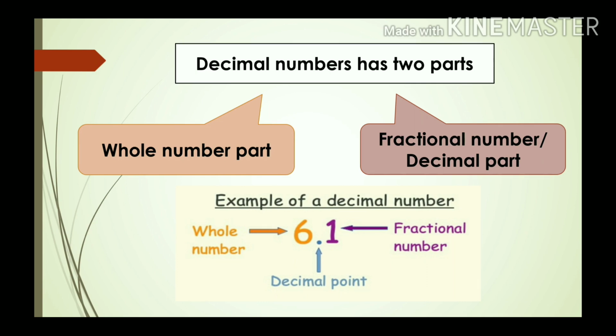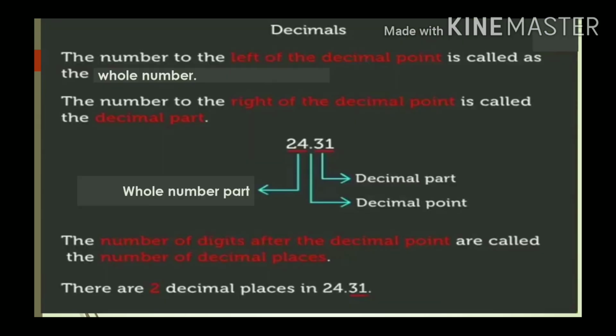And this point is called the decimal point, which separates the whole number and decimal part. You will understand more clearly with another example. So here I have taken 24.31. In this example, 24 is the whole number part and 31 is the decimal part, and the point is the decimal point. So we can say the number to the left of the decimal point is called the whole number, and the number to the right of the decimal point is called the decimal part.